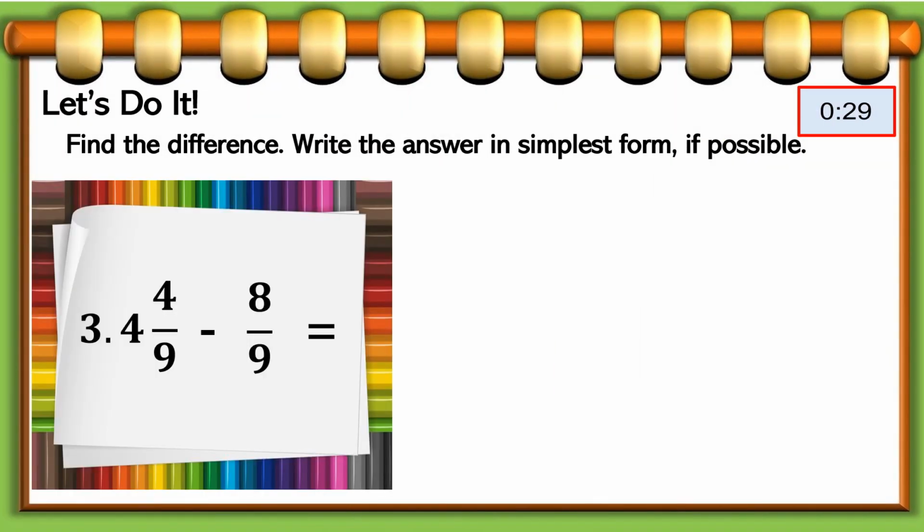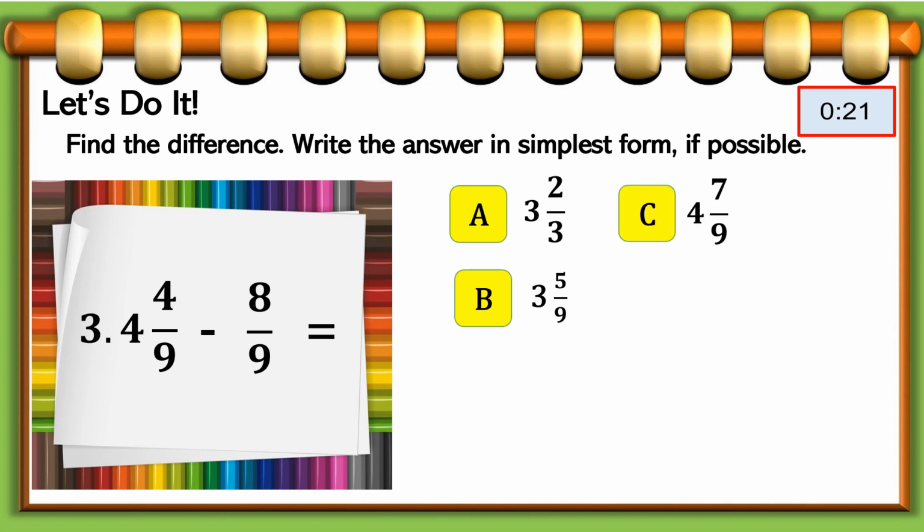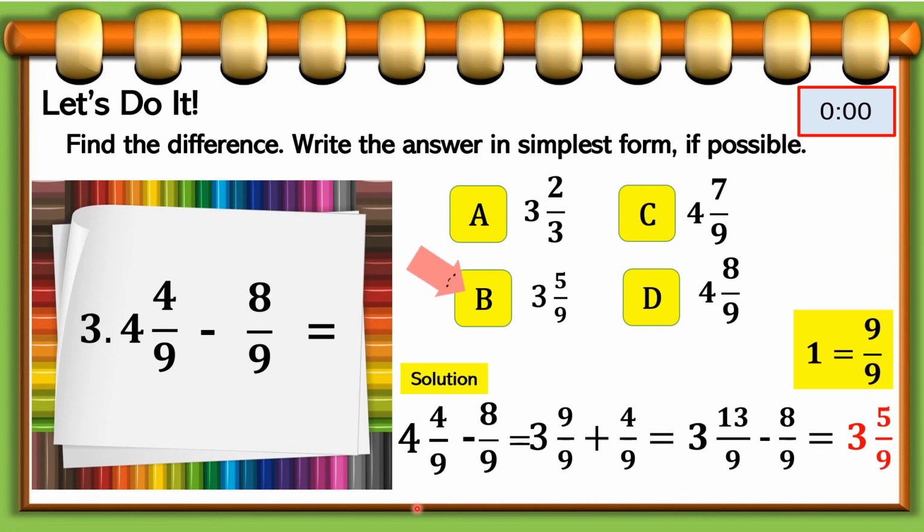Number 3, 4 and 4 over 9 minus 8 over 9. A, 3 and 2/3. B, 3 and 5/9. C, 4 and 7/9. D, 4 and 8/9. If your answer is letter B, you are correct. 3 and 5 over 9.